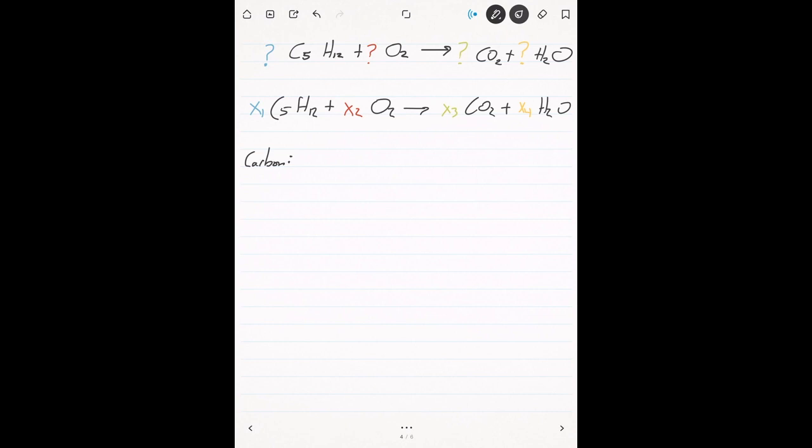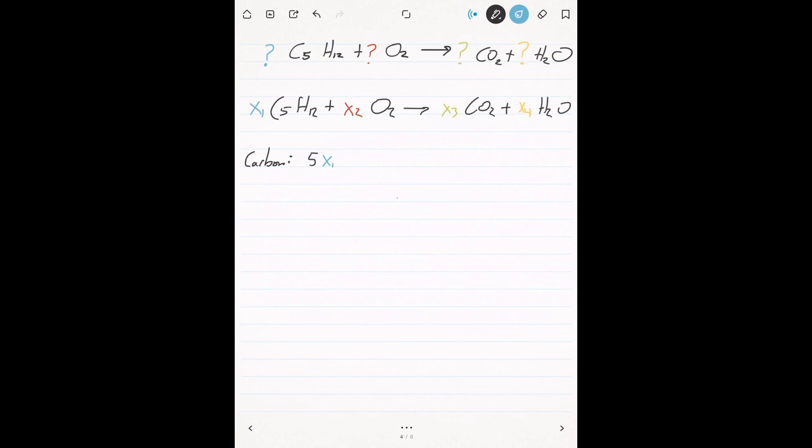I'm going to say I have in the first compound five carbons, but I don't know what X1 is. If X1 is 2, then I would have 10 carbons. If X1 is 3, then I would have 15 carbons, etc. So how many carbons do I have in the first compound? 5 times X1. That's how many carbons I have in the first compound.